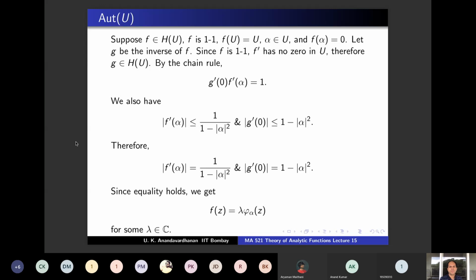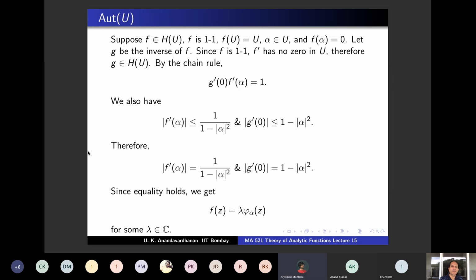So you have characterized. That lambda will have modulus 1, right? I was just thinking, does that follow? Yeah, it follows. Why? Because that's what the Schwarz lemma told us. The Schwarz lemma will say that you are using the fact that f prime 0 equals, you have equality.